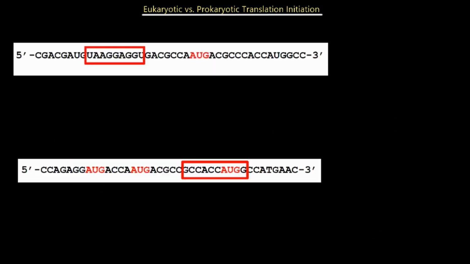Now, another way that eukaryotes and prokaryotes differ in terms of their translation initiation is how they do the reading. So the ribosomes in prokaryotes, so this would be the prokaryotes, and this one would be the eukaryotes.